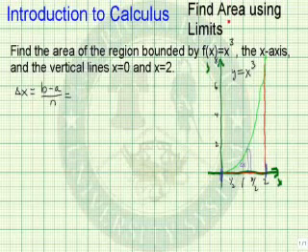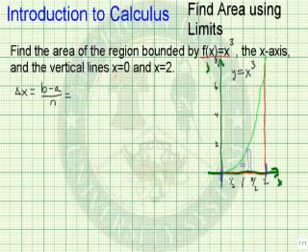Now we want to find the area using limits. So this will give us the exact area. Let's take the region bound by f of x equals x cubed, that's the green line here, the x-axis, and the vertical lines x equals 0 and x equals 2. So this is the region we're trying to find the exact area of.